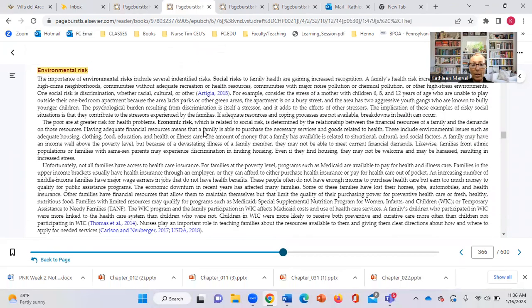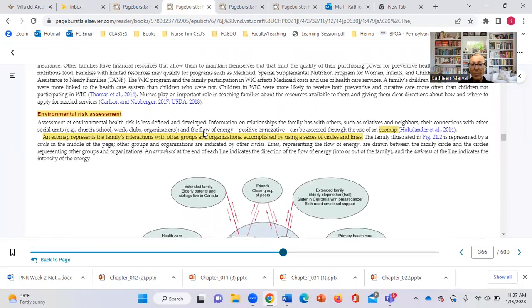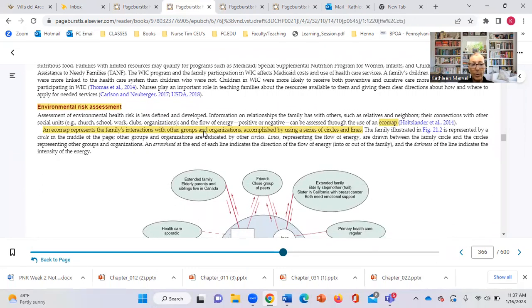This is considered your ecomap. So we have to know the difference between the two of them. What is an ecomap? An ecomap is part of the environmental risk assessment. The genogram was part of the biological risk assessment. So this is essentially what the family's interactions are with other groups and organizations. What is their relationship to society?